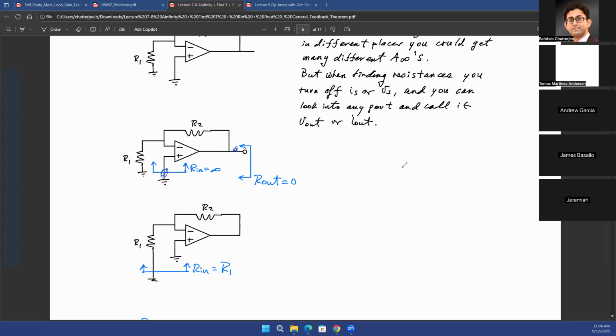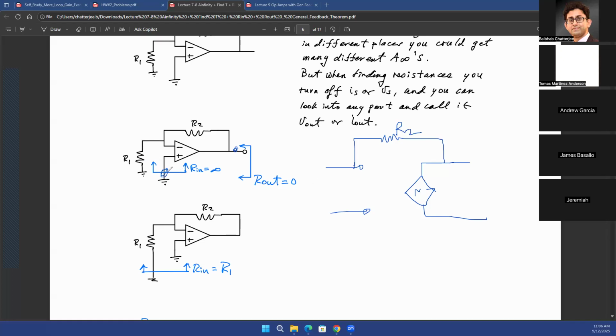Let's just draw this circuit once again on the output side. So you have this input side, which is open because I'm assuming this is an ideal op amp. The output resistance is 0. Then you have this R2 resistance connected back at the input side.